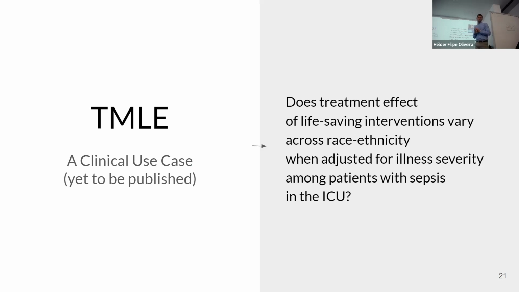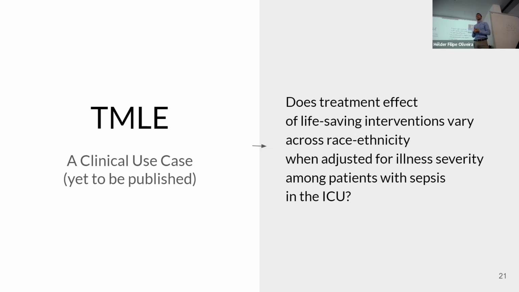Now I will guide you through a clinical use case that I've been working on for the last 6 months. We haven't published this yet. We're still discussing some parts of it and adjusting some results. But the question is: do treatment effects of life-saving interventions differ across race and ethnicity, so white versus non-white patients, when adjusted for illness severity, among patients with sepsis in the ICU?